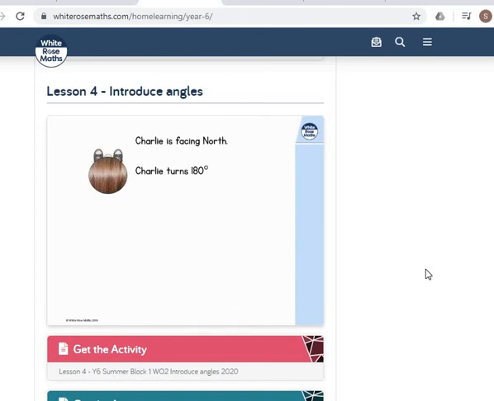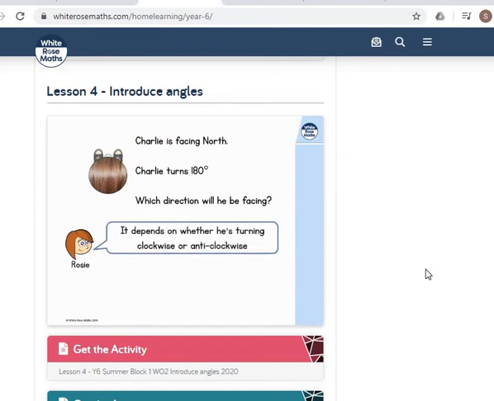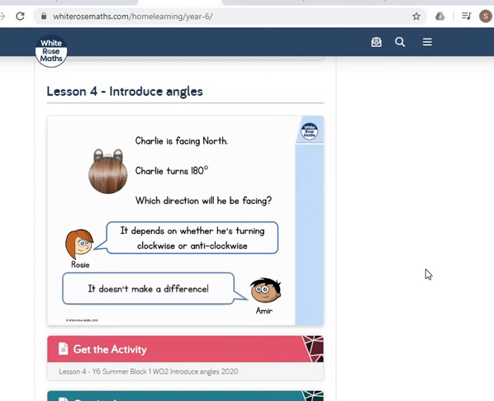Charlie is facing north. Charlie turns 180 degrees. Which direction will he be facing? Rosie says, it depends on whether he's turning clockwise or anti-clockwise. Amir says, it doesn't make a difference. Who do you agree with?